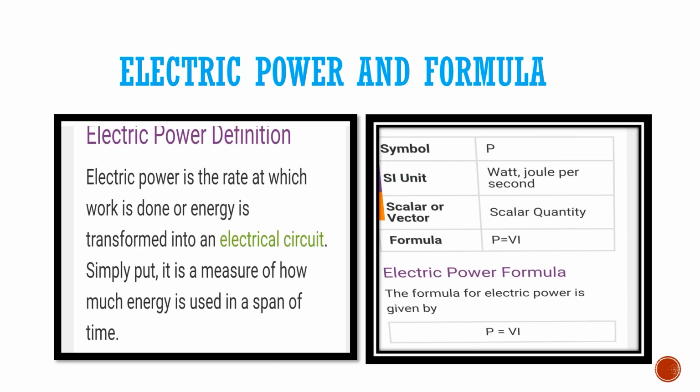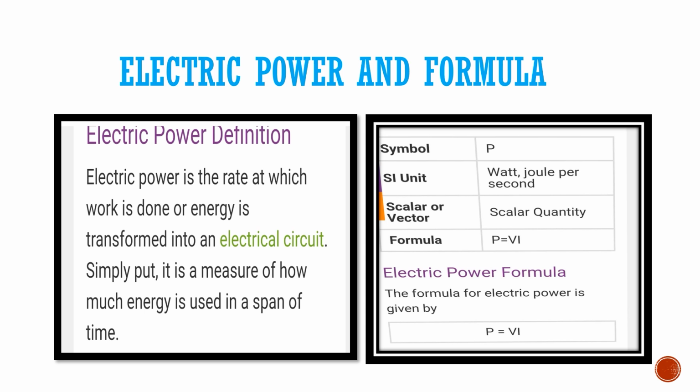Next is electric power. What is electric power? Power is the rate of doing work. Here also electric power is the rate at which work is done or energy is transformed in an electrical circuit. Here also SI unit, right side you can see, SI unit is watt, joule per second. It's a scalar quantity and the formula is P equal to VI.